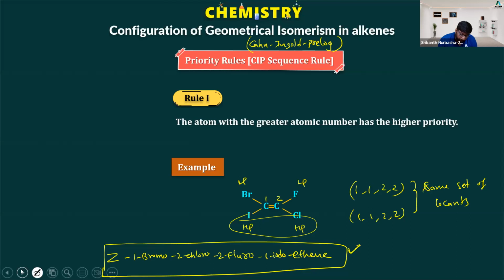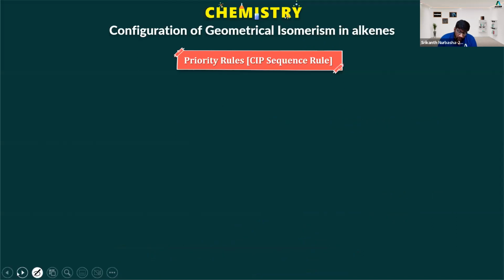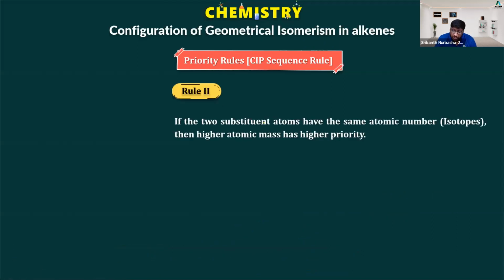Okay. So that's the first priority, first rule. The atom with higher or greater atomic number has highest priority. Rule number 2, if two substituent atoms have the same atomic number, or isotope, then the higher atomic mass will be given higher priority.